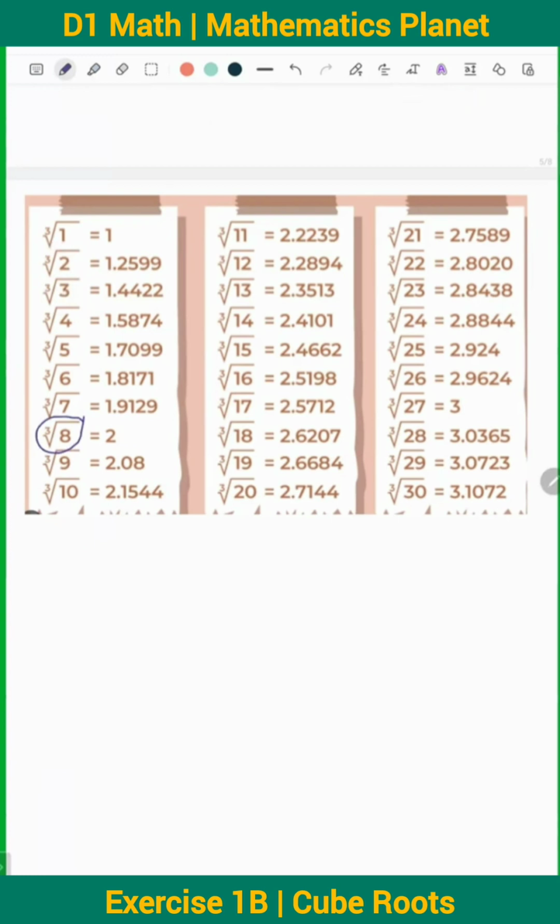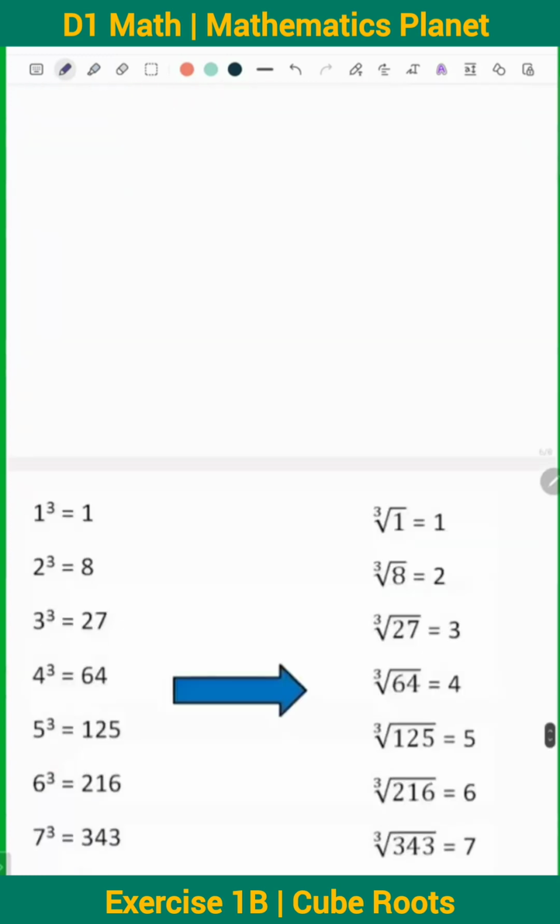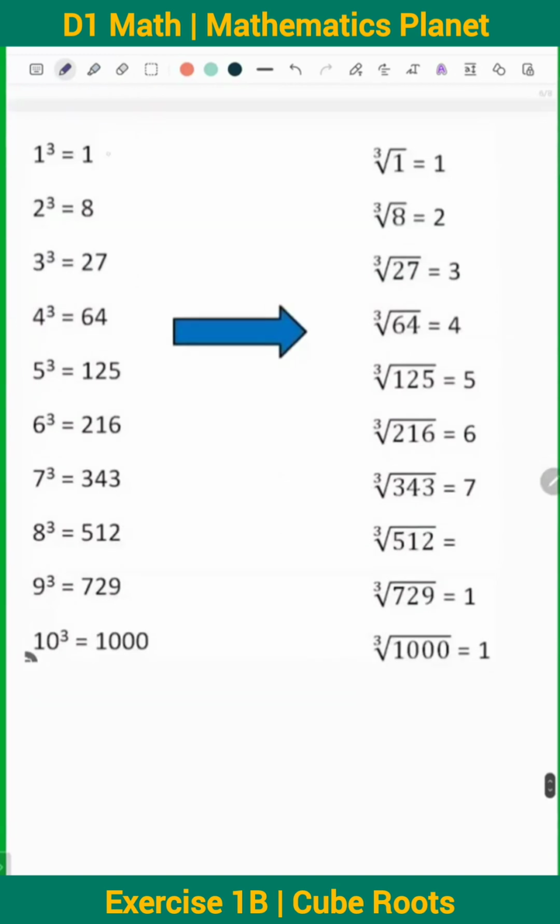Before coming to the cube root, let's come to the cube first. 1 cube is 1. What about 2 cube? What is the meaning of 2 cube? 2 cube means 2 times 2 times 2. 2 times 2 is 4, 4 times 2 is 8. What is 3 cube? 3 times 3 times 3. What is 4 cube? 4 times 4 times 4.